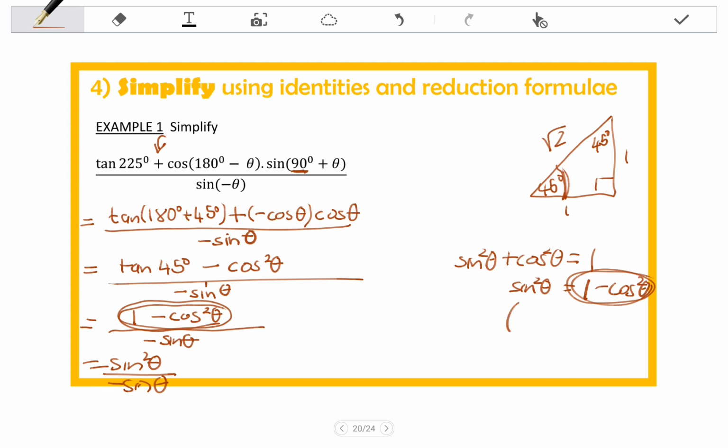Now remember that sine theta all squared is sine theta all squared like that. So it's actually a sine theta times a sine theta. So if I'm dividing by sine theta, I can actually cancel one of the sine thetas, and I'm left with sine theta in the numerator divided by negative 1. So that's just negative sine theta.